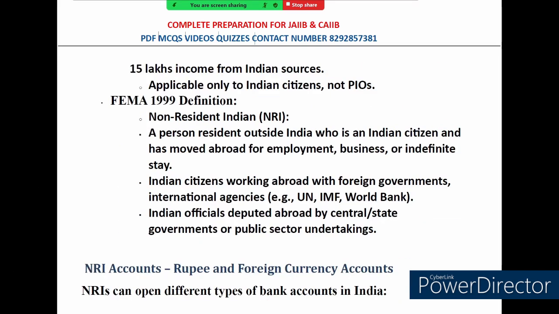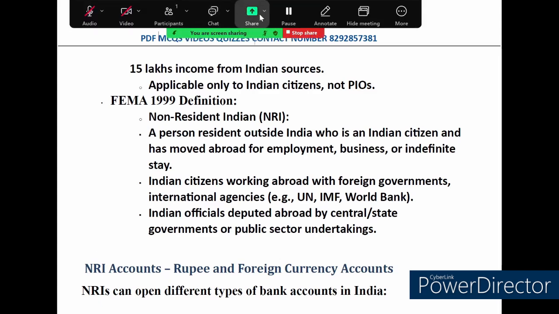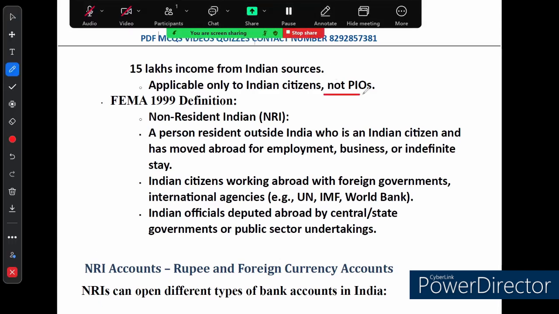It is important to note that this category only applies to Indian citizens, not PIO. When I say PIO, it means person of Indian origin. The concept of deemed resident helps ensure that people with substantial Indian income pay their fair share of taxes, even if they do not live in India full time. Since they have more than 15 lakh income from Indian sources, they should pay their fair share of taxes. So this is how deemed resident is classified.